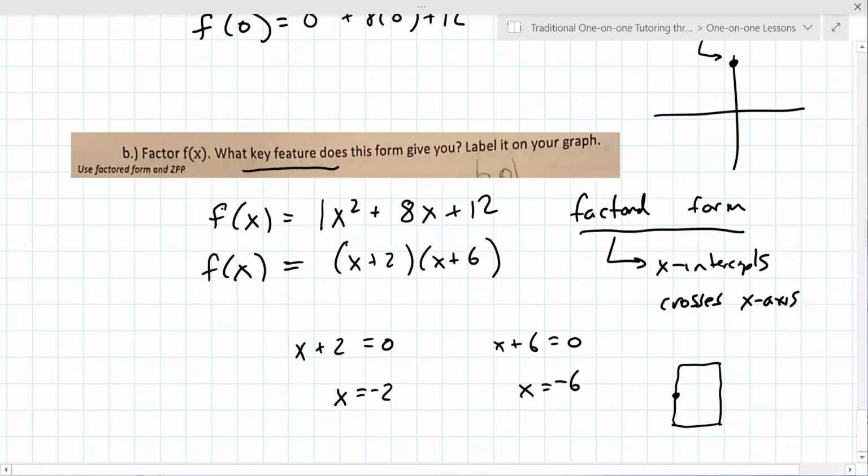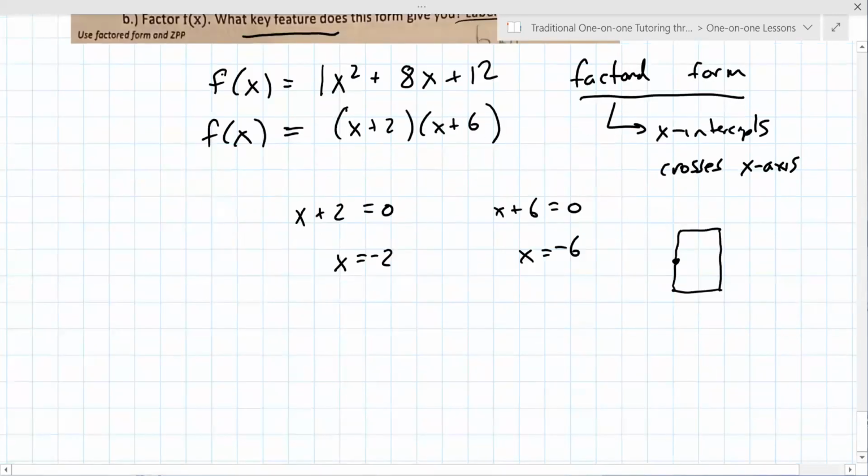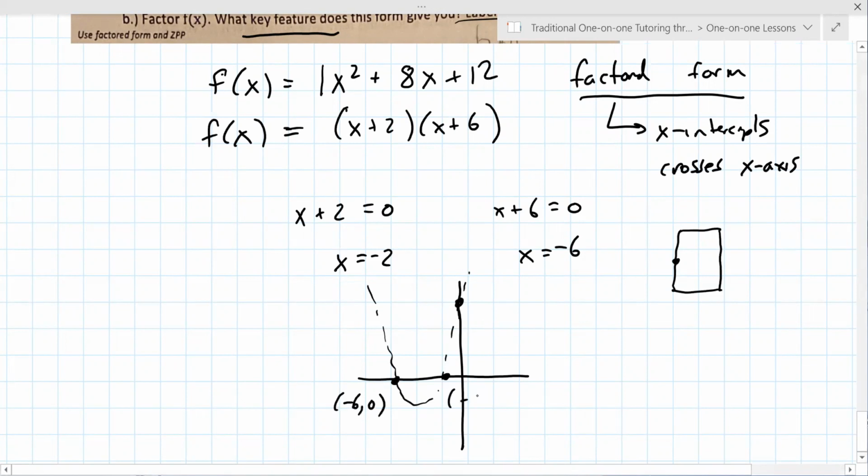And that's the key feature, and that's where it says label it on your graph. So let me draw a graph here again. You know that it crosses the x-axis at minus 2 and minus 6, and from part A we know that it goes through 12. So we're getting a good idea of what the graph looks like. That's minus 6 comma 0, that's minus 2 comma 0, and that's 0 comma 12.